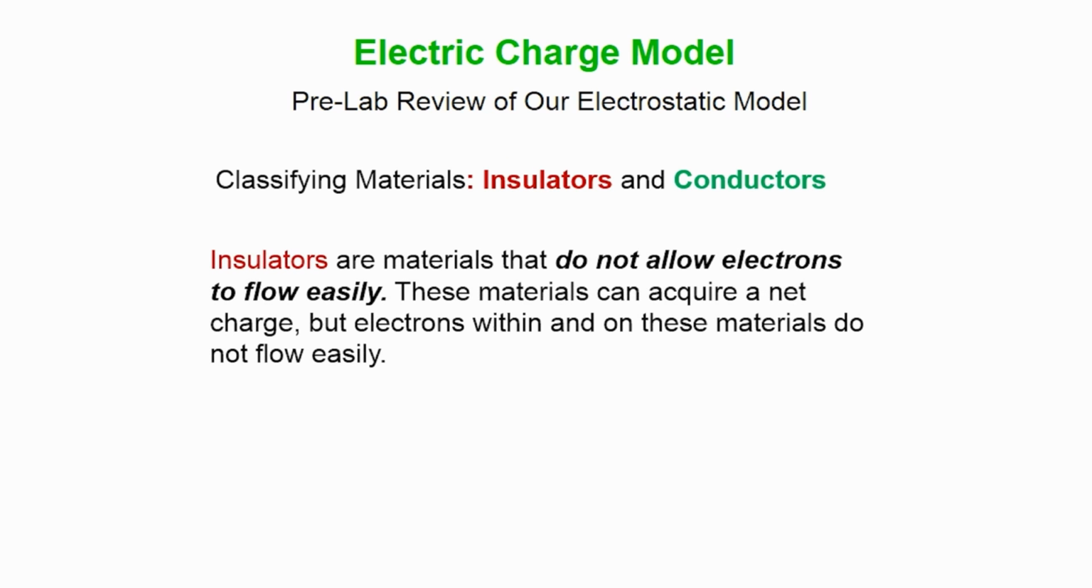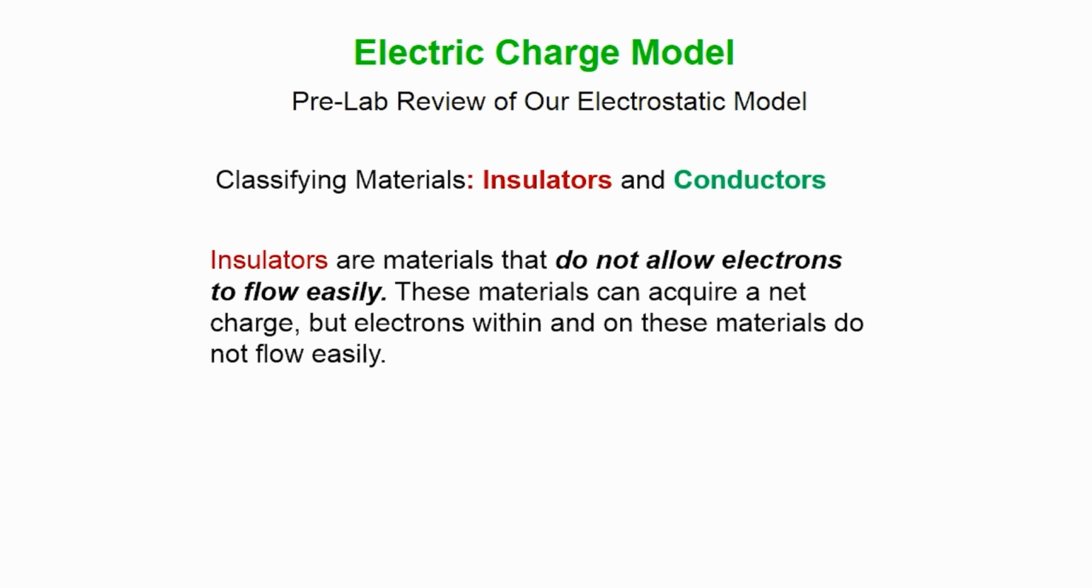Insulators are materials that do not allow electrons to flow easily. Even though in our model we say the electron can move readily, there are certain classes of materials called insulators, where the electrons are not able to move very readily to flow on the surface. So an insulator can become charged.